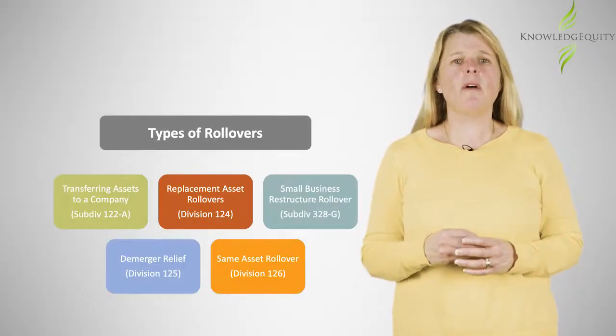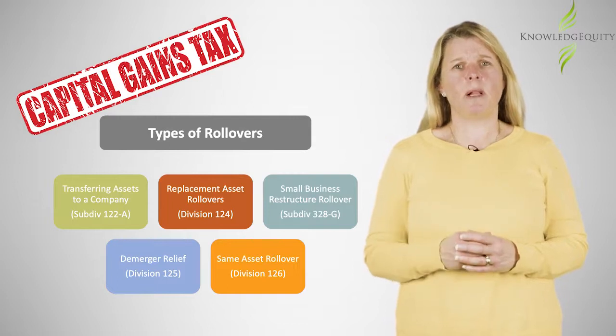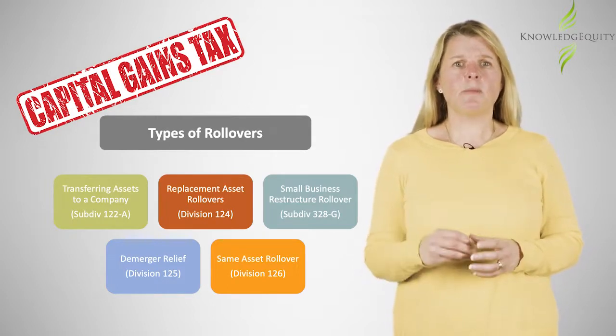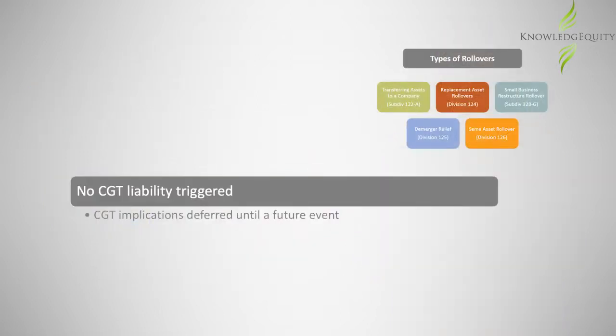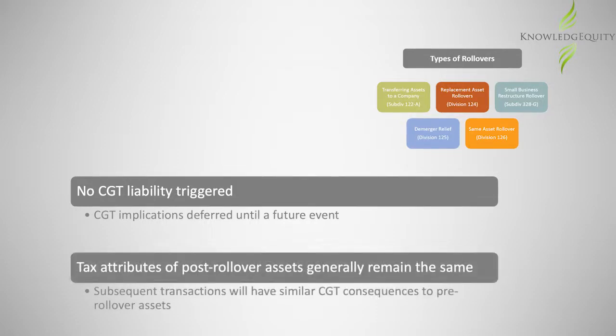To recap, there are a variety of rollovers and relief available. The overriding principle is that certain transactions that meet the relevant criteria do not trigger CGT liability, effectively delaying any CGT implications to a future event. Further, the assets held after the rollover generally have the same tax attributes as those held prior to the rollover. This ensures that subsequent transactions occurring on the post-rollover assets would have similar CGT consequences as if they had occurred to the pre-rollover assets.